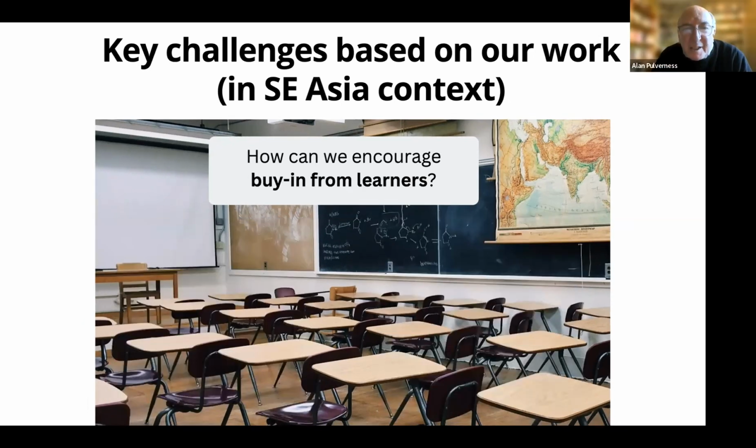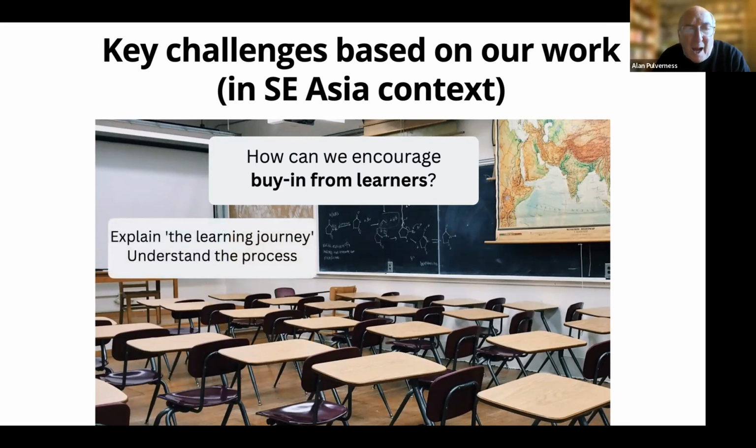And how can we encourage the same commitment, the same involvement from learners? Firstly, we can, as the title of this talk goes, let them in on the process, explain the ideas that we've been discussing here, give them the metaphor of the learning journey, help them to understand the process and understand the reason for these practices in the classroom.